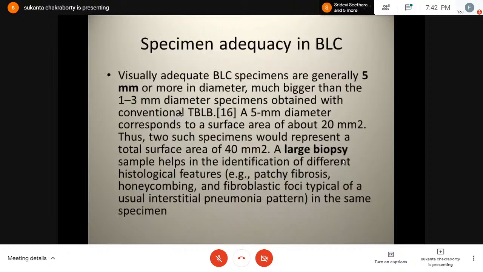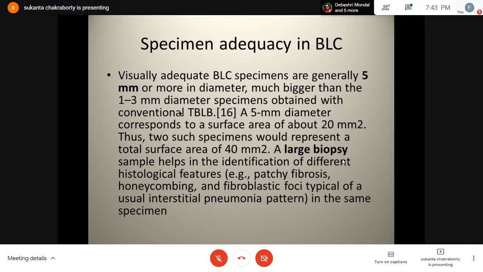Next is specimen adequacy. I have discussed already in the chart that the specimen of biopsy should be 5 millimeter or more, and a 5 millimeter diameter corresponds to a surface area of about 20 millimeter square. So two such bits would represent a total surface area of 40 millimeter square, and as we discussed, a larger biopsy will help in the identification of different patchy or focal histological features like honeycombing, fibroblastic focus, patchy fibrosis, which are typical of a usual interstitial pneumonia pattern.